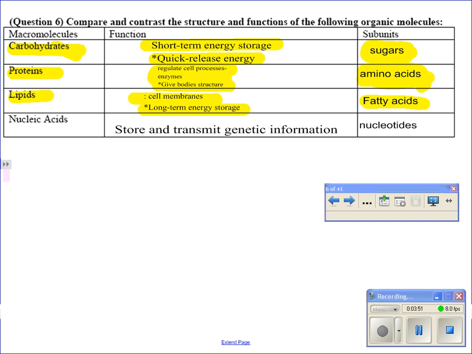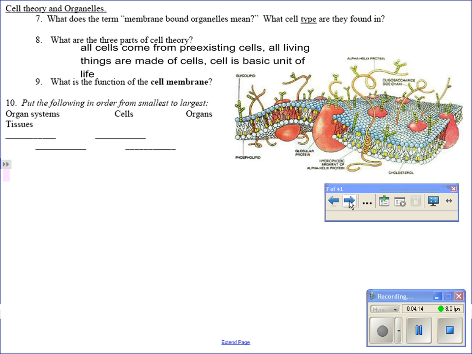Lipids are made up of fatty acids. Nucleic acids are the last group. They store and transmit genetic information. Their subunits, the little pieces that they're made out of, are nucleotides. Those are the 4 macromolecules that you learn in the first semester, and there's 1 or 2 questions on each. Really, you just need to know what the subunits are, and what the functions are.